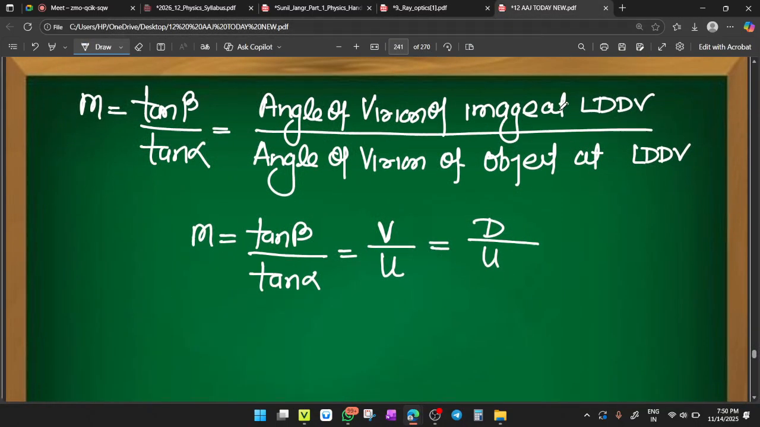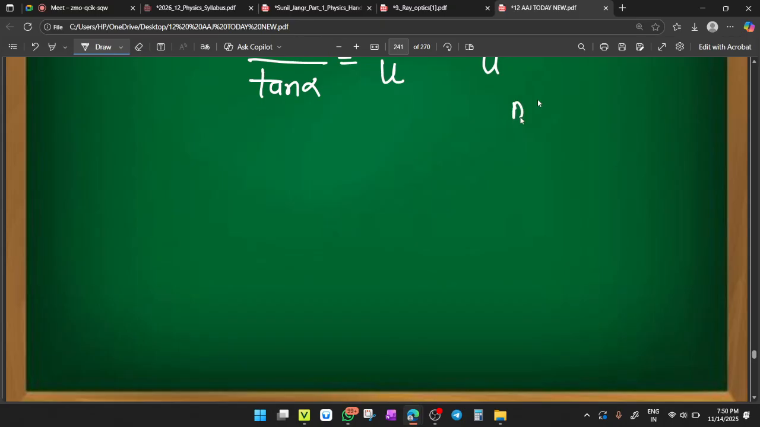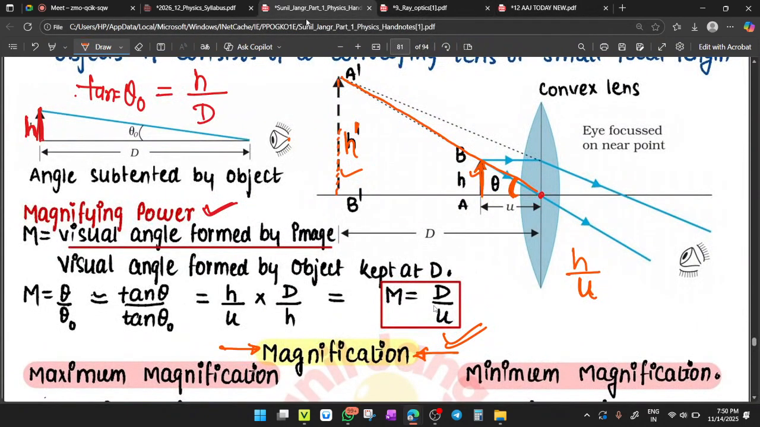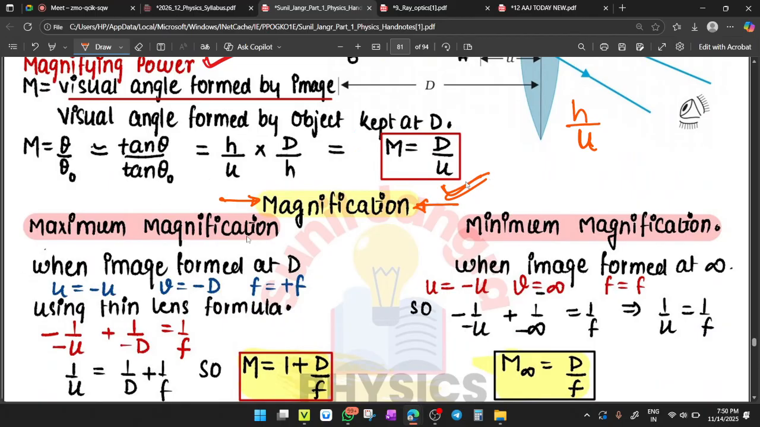So this is the first formula for magnifying power: M equals D by U for a simple microscope. Clear? So this is the first formula. We have also derived it here. M equals D by U. Clear?